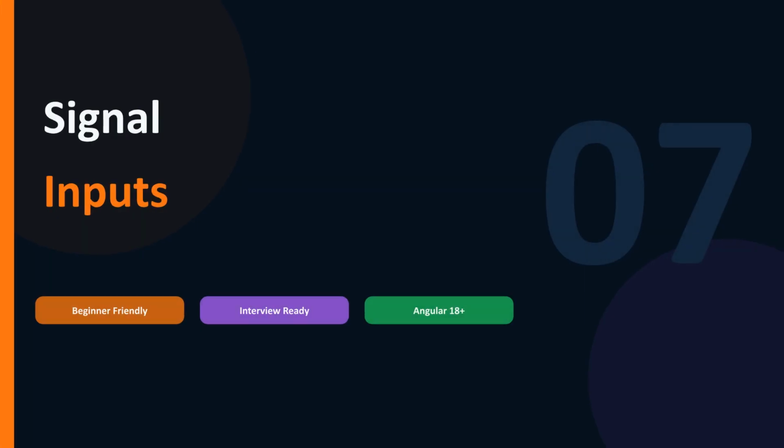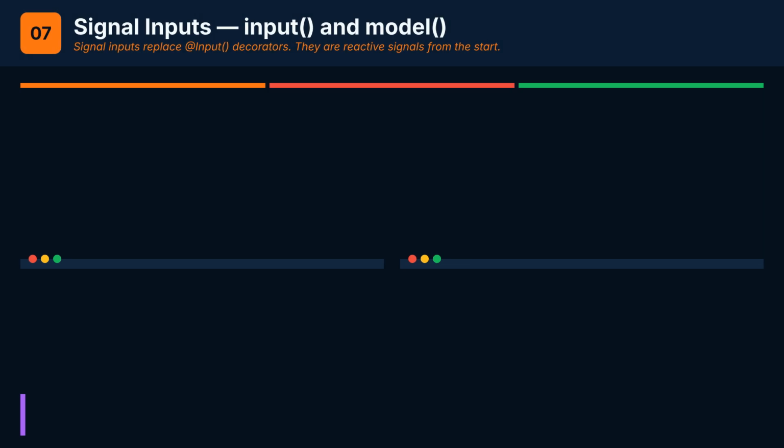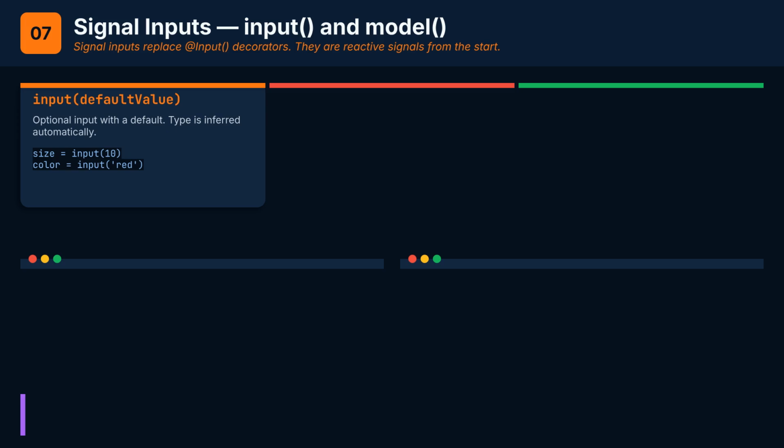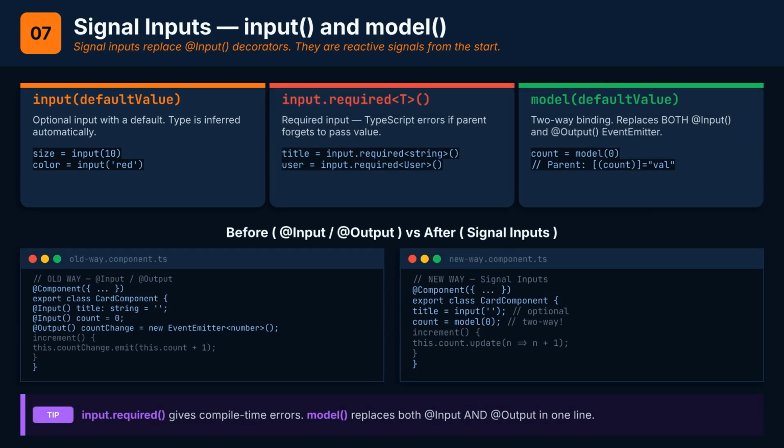Moving on to signal inputs in Module 7. This introduces input and model, which replace the traditional @Input and @Output decorators, offering reactive signals from the start for component communication. Input creates optional inputs with default values. input.required enforces inputs, providing compile time errors if not supplied. Model streamlines two-way binding, replacing both @Input and @Output event emitter in a single declaration, simplifying component logic significantly.